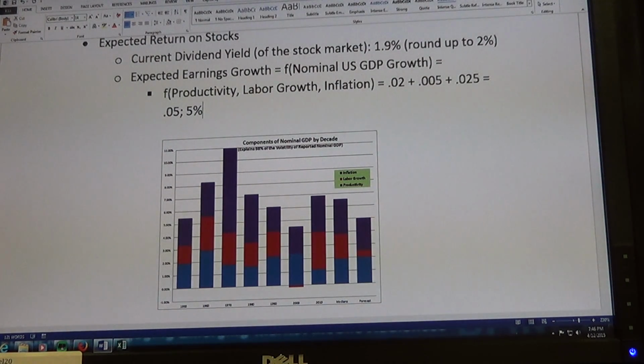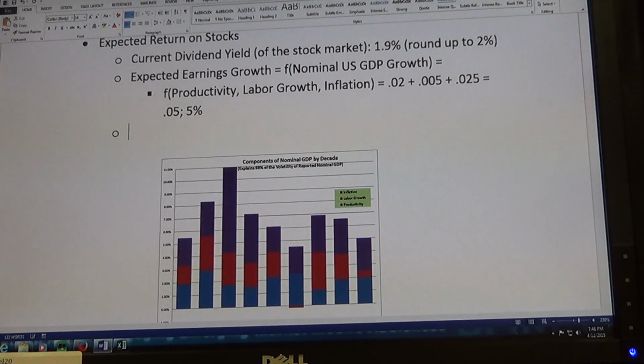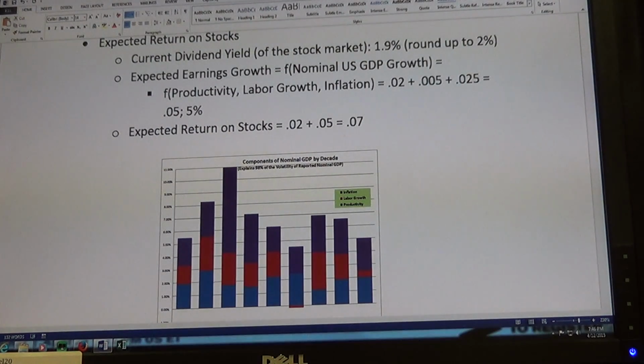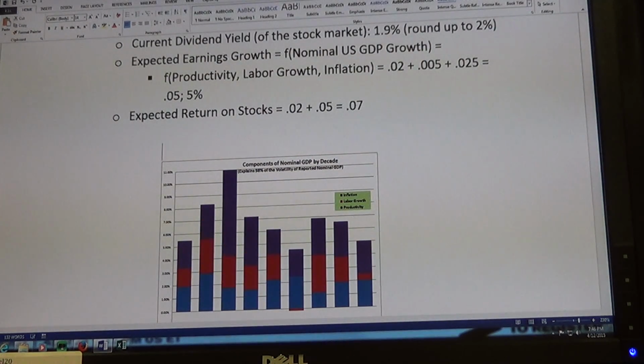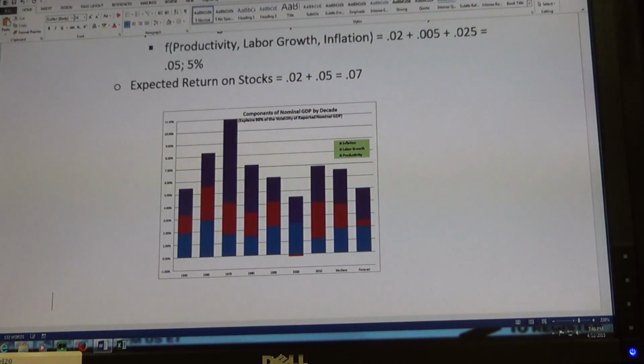Which means I expect earnings growth in the U.S. to be about 5%. So my expected return on stocks, I believe, to be 0.02, the current dividend yield, plus 0.05 nominal GDP growth, or 7%. So if I expect stocks to return 7%, then what I can do after this is I can now come up with my risk-free rate.